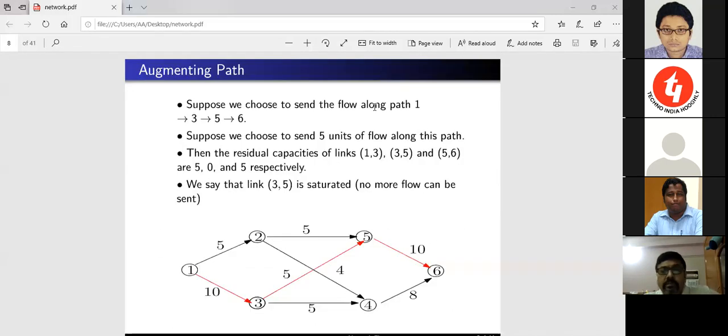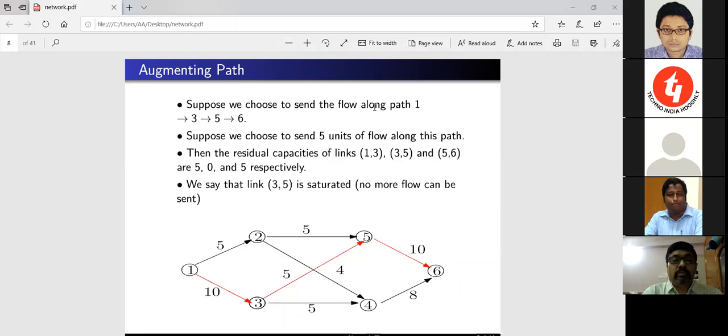Okay. So once we send 5 units of flow along this path, we say that link 3,5 is now saturated. Why is that? Because that edge has flow value exactly equal to the capacity value. Now no further flow can go along that edge. Whereas 1 to 3, there is still 5 capacities left, and 5 to 10, there is still 5 capacities left.